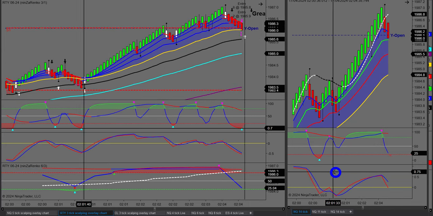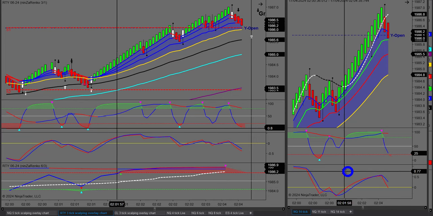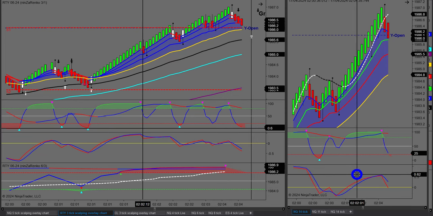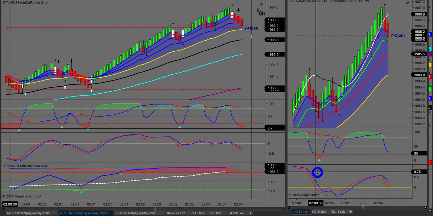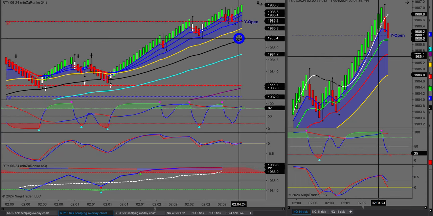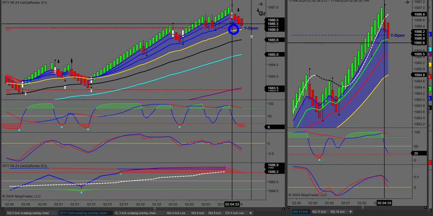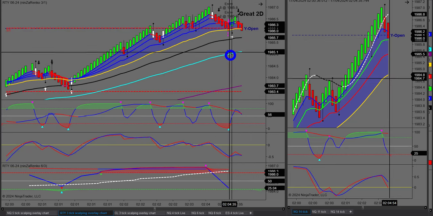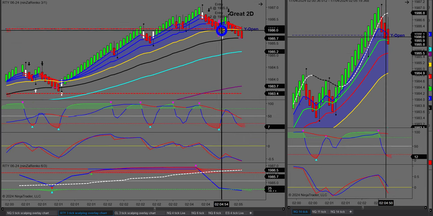Nothing, you know, no brilliant mathematical equation there, but I've just found through experience the ideal higher time frames to be using with your lower time frames, a simple formula that I use. But here this is called a 2D, great 2D, and down we go. Thank you very much, we're out at this target.